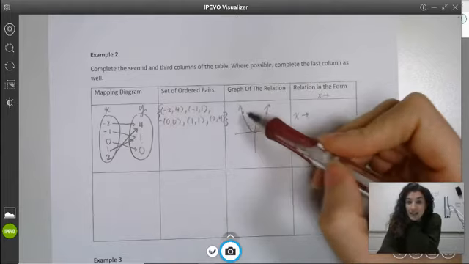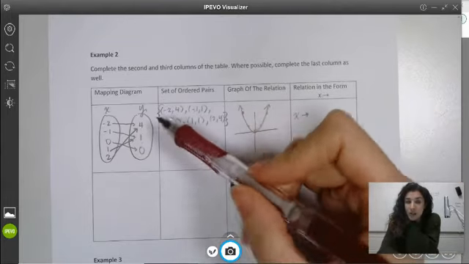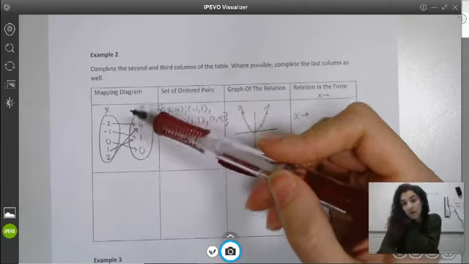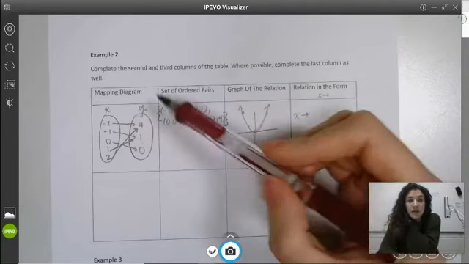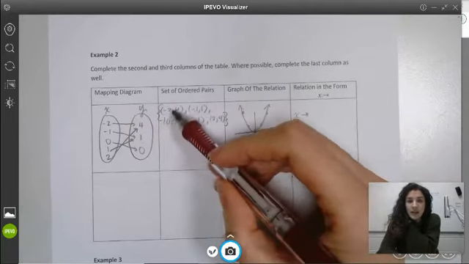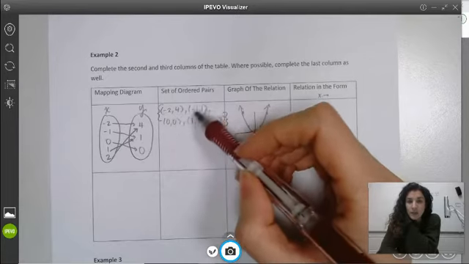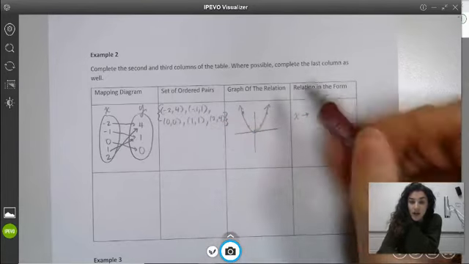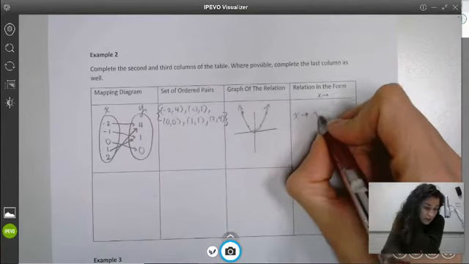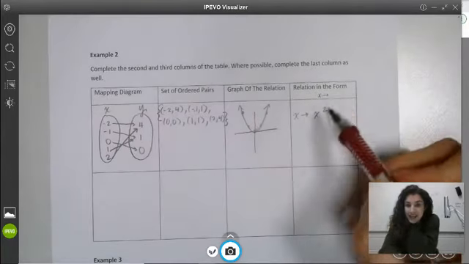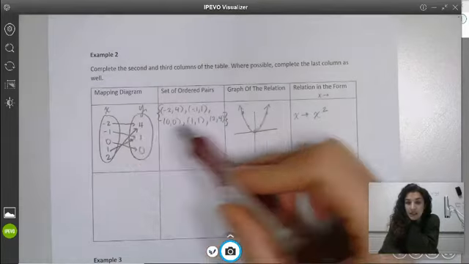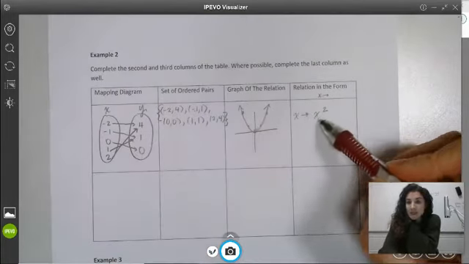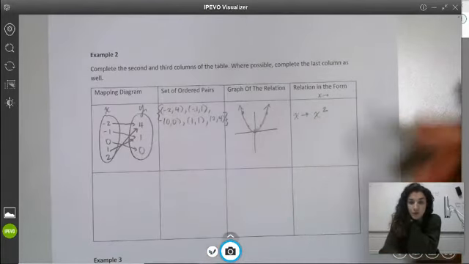So what we know is that it looks like a parabola, and double checking what we know about parabolas, that it's quadratic, right? So it means that something is squared. And then we can start looking at like, oh, well then -2 squared becomes 4. -1 squared becomes 1. 0 squared, 1 squared, 2 squared. So it's really just our x value squared. And that's how you would write this relation in the form x arrow, as opposed to y equals or anything like that.